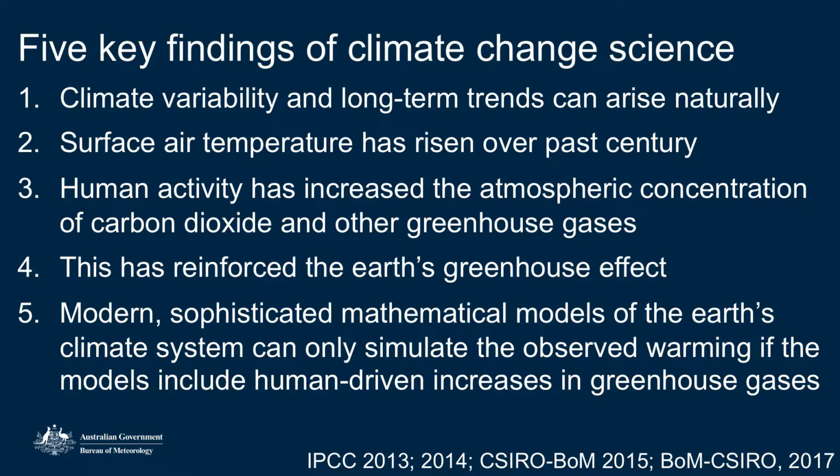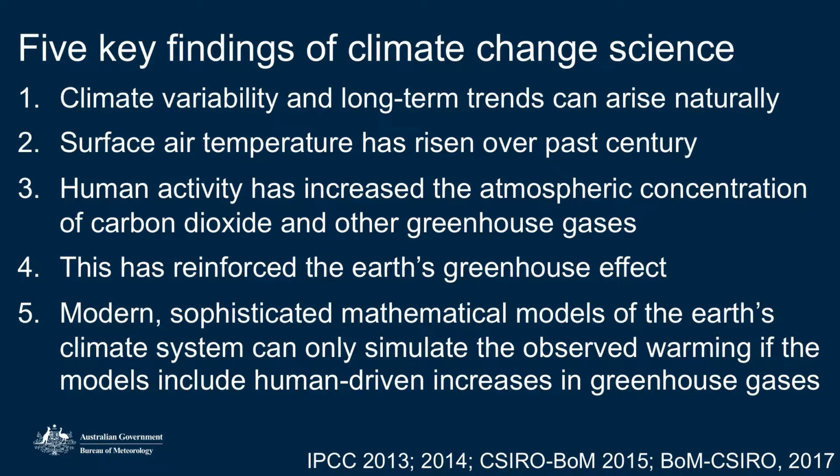But we've seen that globally, and in Australia, and right around the world, the surface air temperature has risen over the past century. And we also know that since the beginning of the Industrial Revolution, humans have caused a very large increase in the concentration in the atmosphere of carbon dioxide and other greenhouse gases. In fact, the concentrations we have now in the atmosphere are larger than they've been for at least 800,000 years. And these increases in greenhouse gases have reinforced the Earth's greenhouse effect, thereby warming the surface of the planet.